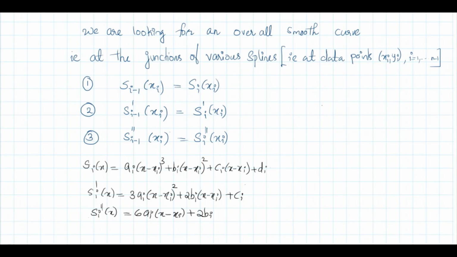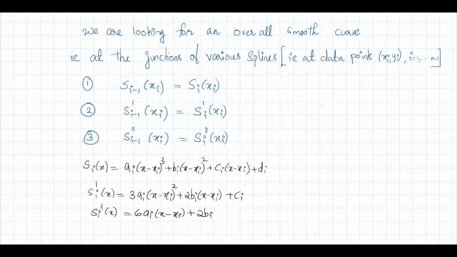We can find the derivative Si prime. The derivative of (x minus xi) whole cube is 3 (x minus xi) whole square, and the derivative of (x minus xi) whole square is 2 (x minus xi). Here the derivative becomes 1, so it is ci. The second derivative is 6ai (x minus xi) plus 2bi.